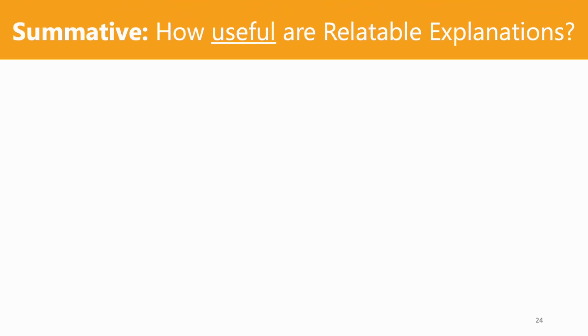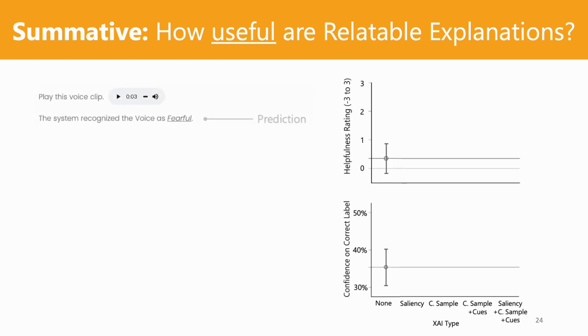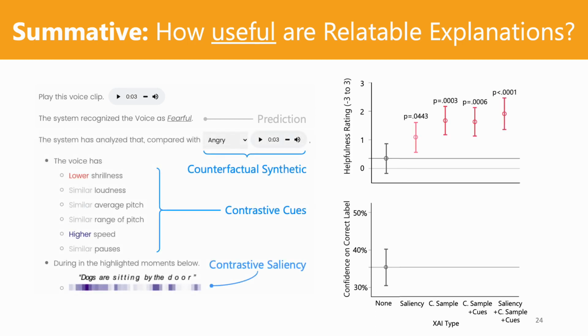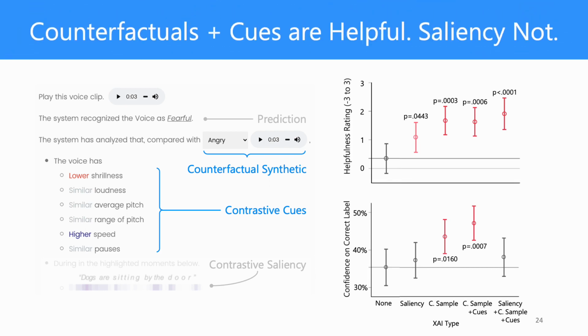To answer the question, how useful are relatable explanations, we asked participants' perceived explanation helpfulness and also objectively measured by recording whether they could correctly label the emotion with the help of AI and explanations. Compared to the baseline condition of no explanation, we found that participants perceived all explanations as more helpful. However, including saliency explanations may degrade their decision performance, which can be explained by the misalignment issue in our previous qualitative findings. Therefore, we conclude that relatable explanations are useful, but they need to be collectively coherent.